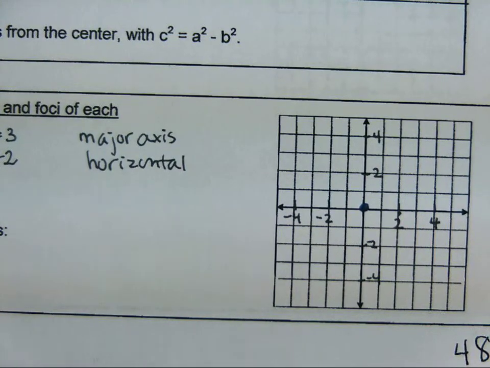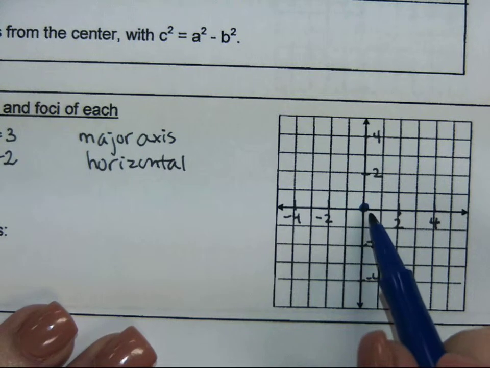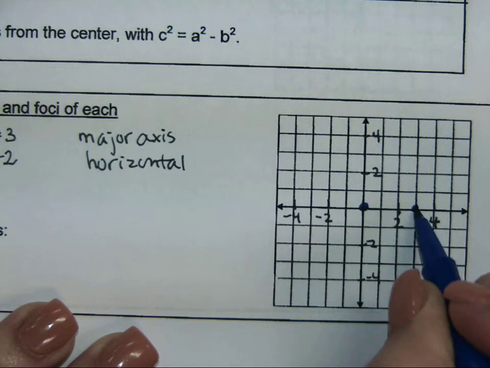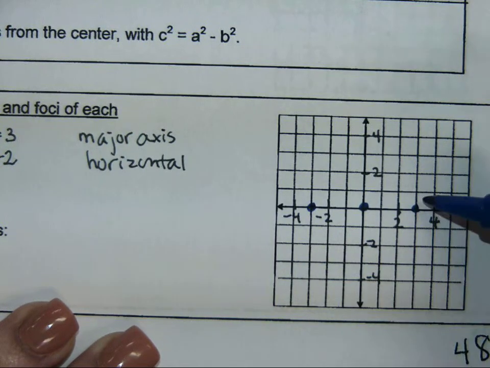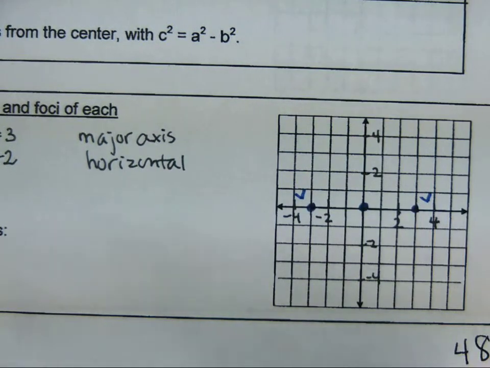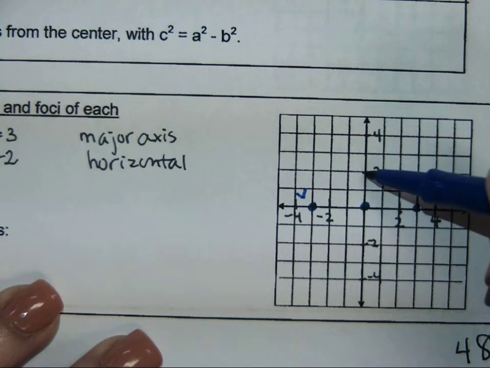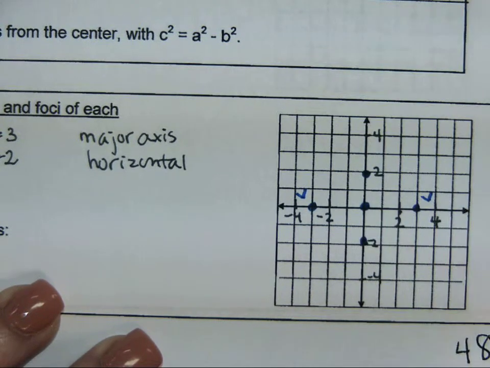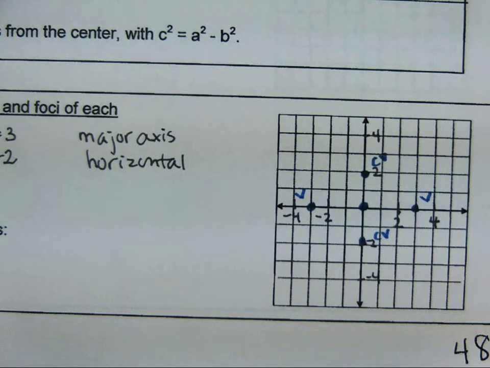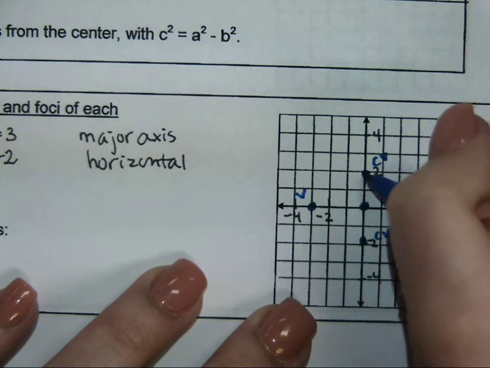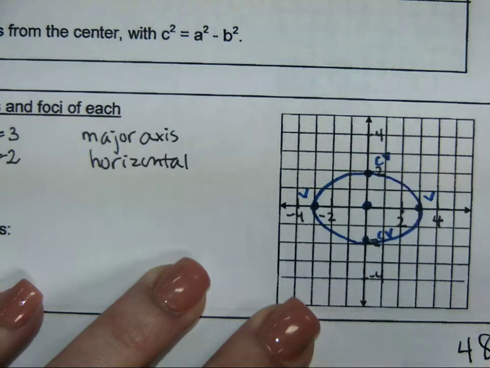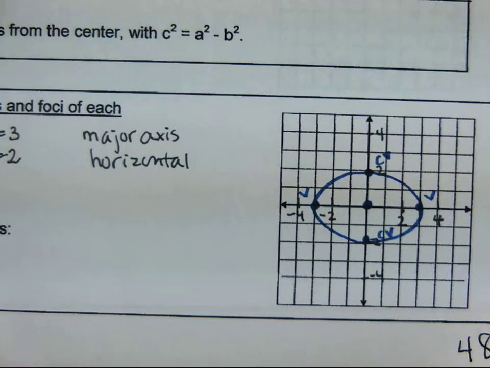Because going from the center to a vertex is A units away, I'm going to count 3 units out. Those are my vertices. I'm just going to put a little V next to those so I know that those are my vertices. And on the minor axis are my co-vertices, and that is the distance of B. So I'm going to count 2 units out, and I'm going to label that CV for co-vertices. And then I'm going to sketch my graph. You can see that it's almost like a circle, a little bit wobbly.